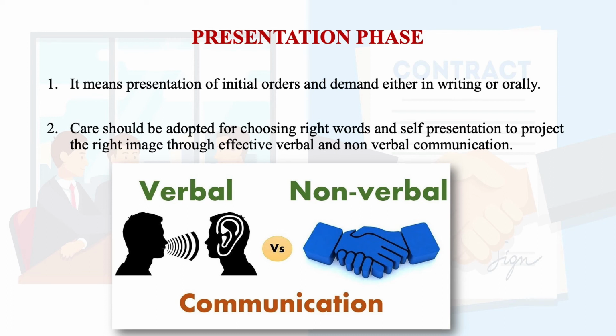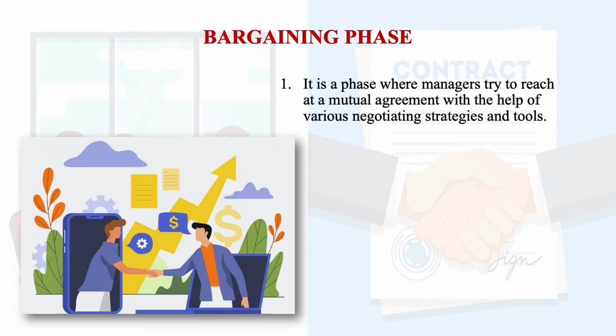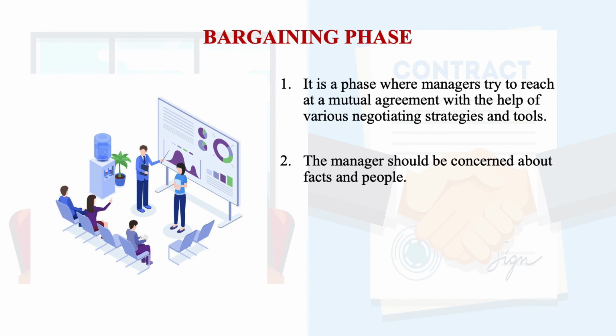Comes the third phase, that is bargaining. It is a phase where managers try to reach a mutual agreement with the help of various negotiating strategies and tools. The managers should be concerned about facts and people at the bargaining phase.